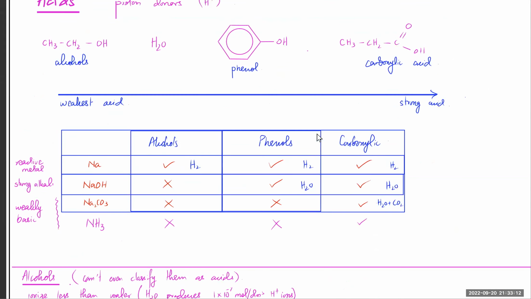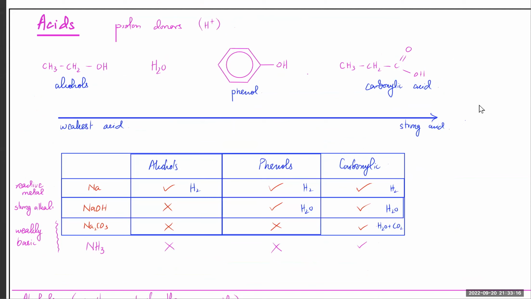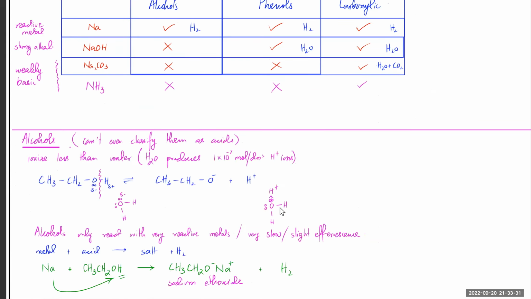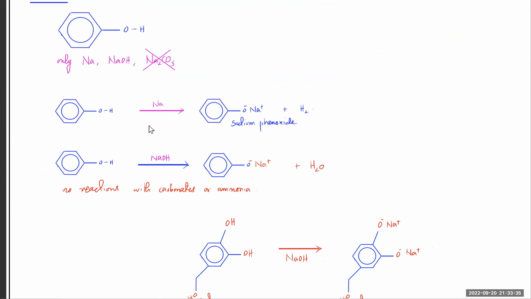So remember, phenols are kind of acidic. They're not really strong acids, unlike carboxylic acids. They're very weak acids, but they do react with strong bases like NaOH. They don't react with weak bases like carbonates and ammonia, but they do react with sodium, and they also react with sodium hydroxide. So if you talk about phenols, there'll be 2 reactions. One of them could be with Na, the other one would be with NaOH.